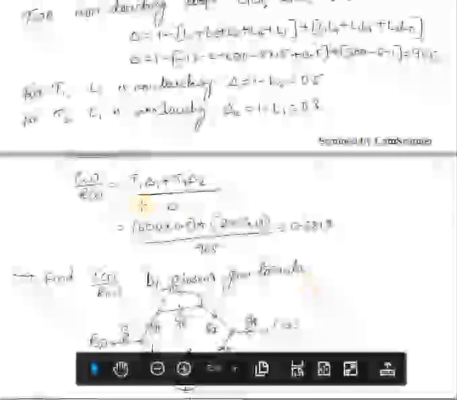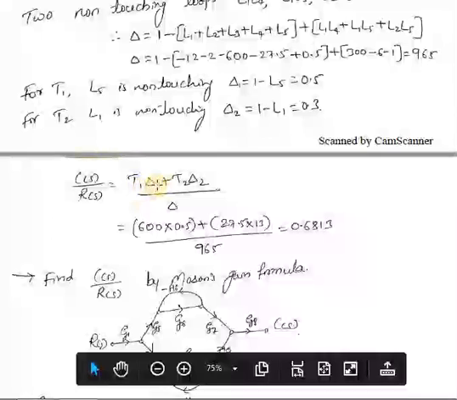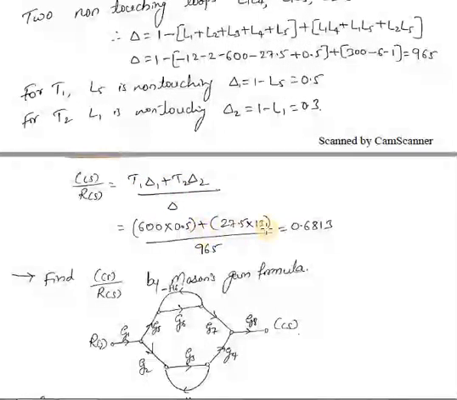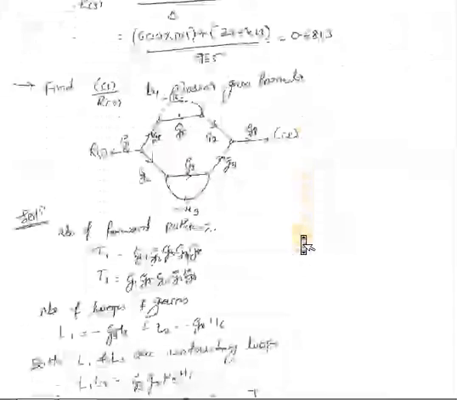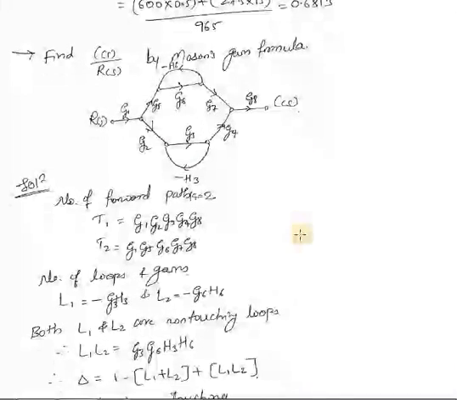And we know C(s)/R(s) is T1 into delta 1 plus T2 into delta 2, divided by delta. So if you substitute the values, you will get the transfer function as 0.6813. Then moving further, the second problem for today's session.